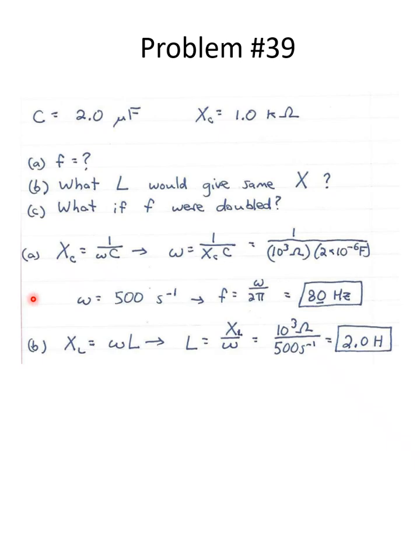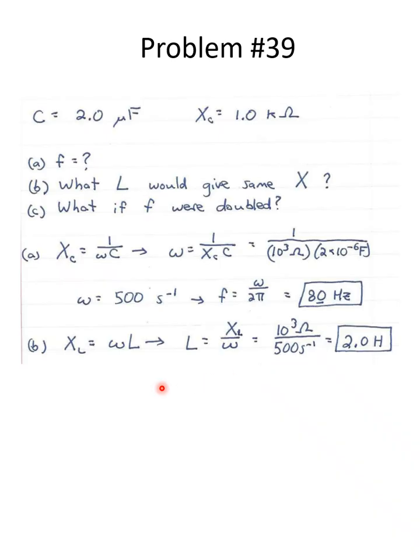Let's go for question A, which asks what is the frequency of the applied voltage? So we start with capacitive reactance is 1 over omega C, and let's turn that into omega is 1 over reactance times C. We'll plug in those values, and we get 500 radians per second. Converting that to frequency in hertz, omega over 2 pi, and it gives a frequency of 80 hertz.